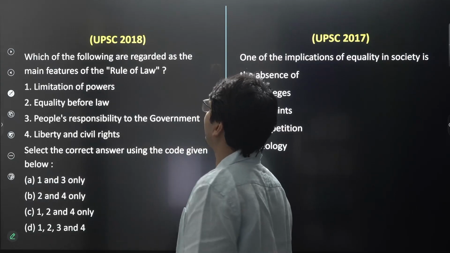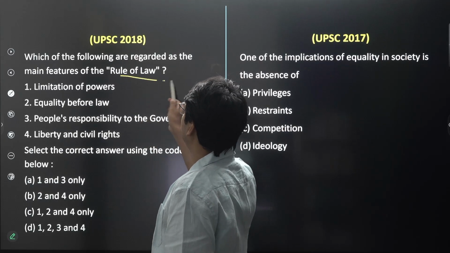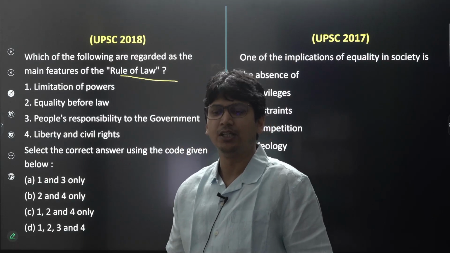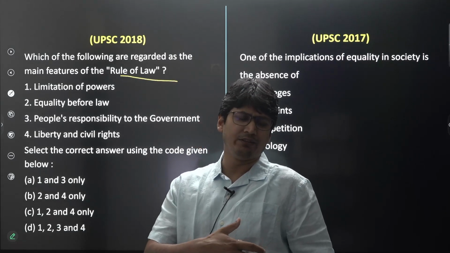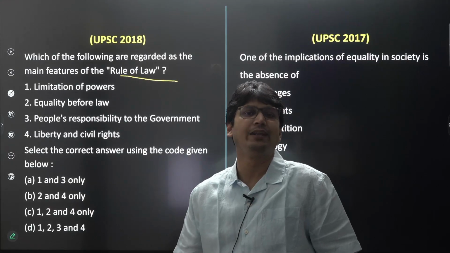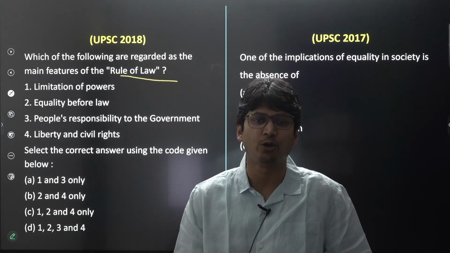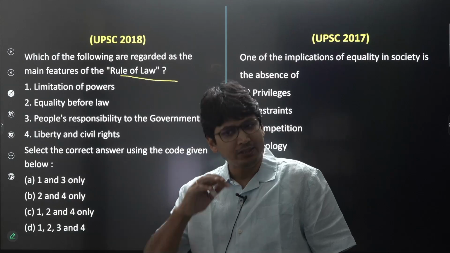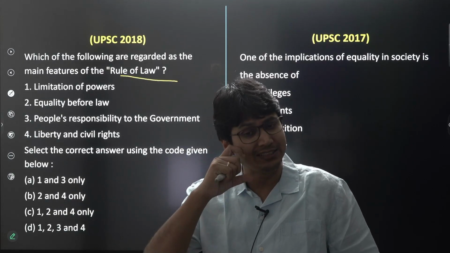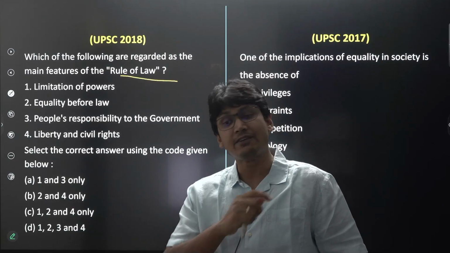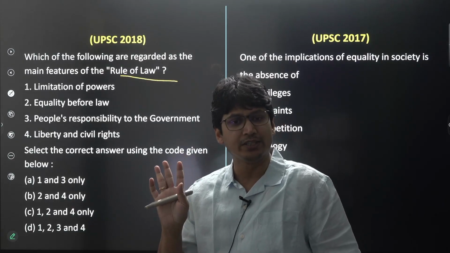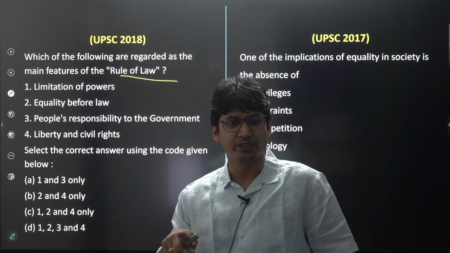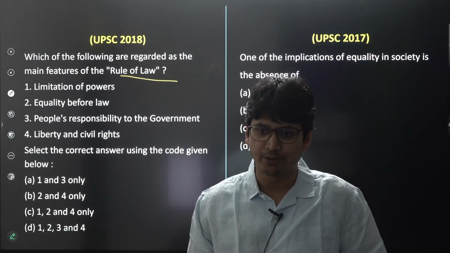Which of the following are regarded as main features of rule of law? Now, I want you to discuss one by one. Limitation of powers. Yesterday we devoted one whole lecture to rule of law and its correlation with democracy and democratic values, decentralization of power and everything. On that concept, just think. These are all conceptual questions, and I have discussed everything in today's discussion. These questions as well. Amrutesh, you were there. Krishna, you were there yesterday. I hope you remember the discussion.